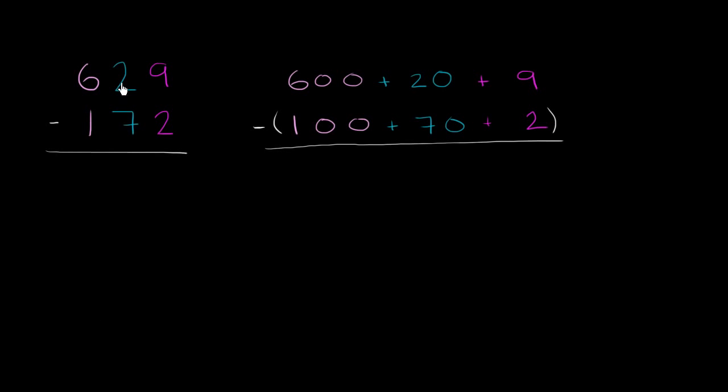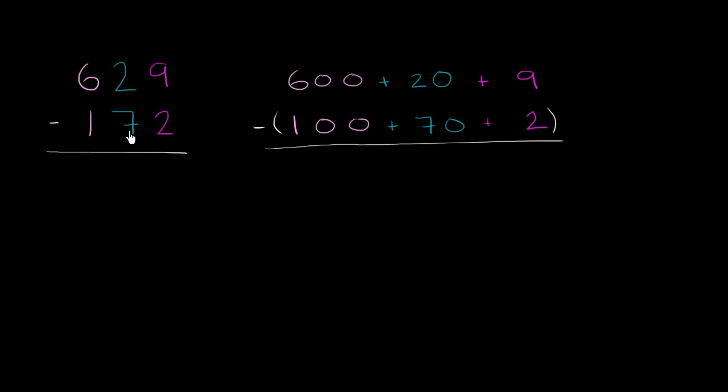I've written the same subtraction problem twice. Here we see we're subtracting 172 from 629. And all I did here is I expanded out the numbers. I wrote 629 as 600 plus 20 plus 9. And I rewrote 172. The 1 is 100, so that's there.